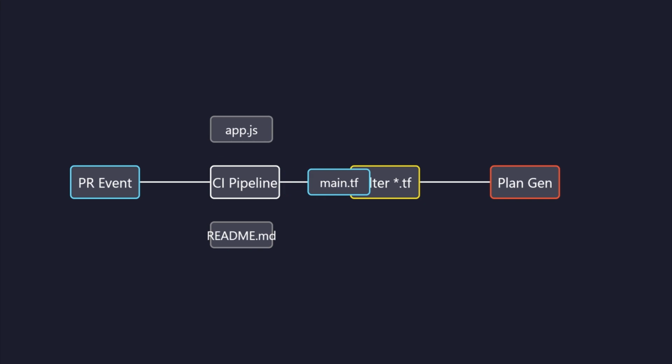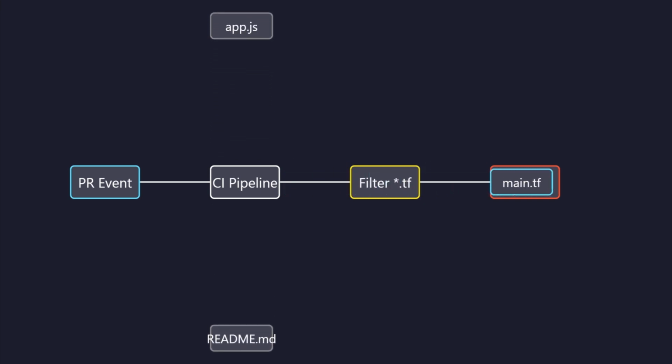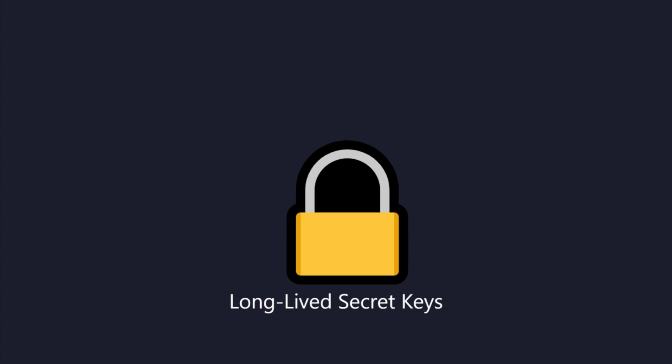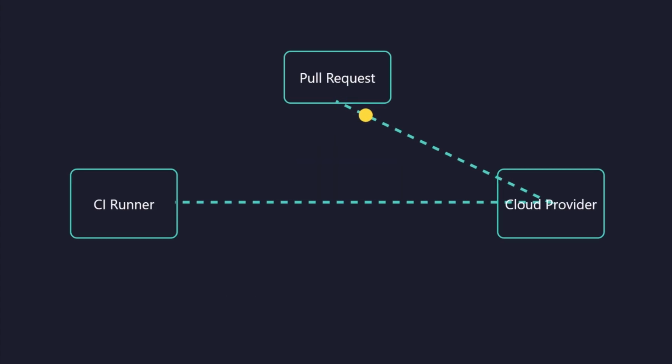Use specific filters for paths to ensure that only changes to Terraform files initiate the expensive and time-consuming plan generation process. Avoid using long-lived secret keys in your runners. OpenID Connect allows your workflow to request temporary credentials from cloud providers like Amazon Web Services or Microsoft Azure based on the identity of the pull request.